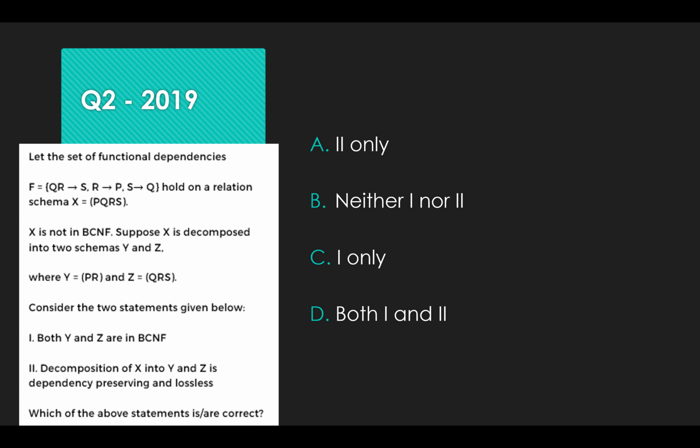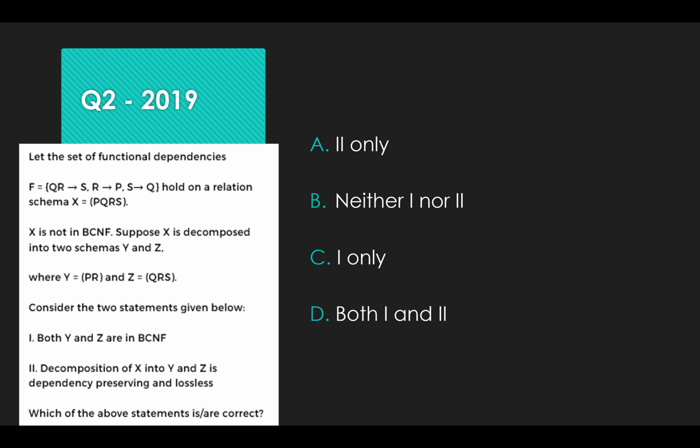So the next question is an MCQ based question. Here the question is given as a set of functional dependencies. So here they have given various dependencies. First is F equal to QR implies S, R implies P, S implies Q, holds on relational schema X equal to PQRS. Then second is X is not BCNF. Suppose X is decomposed into two schemas Y and Z, where Y is PR and Z is QRS. So there are two statements given below, and we have to select which of the following is true.